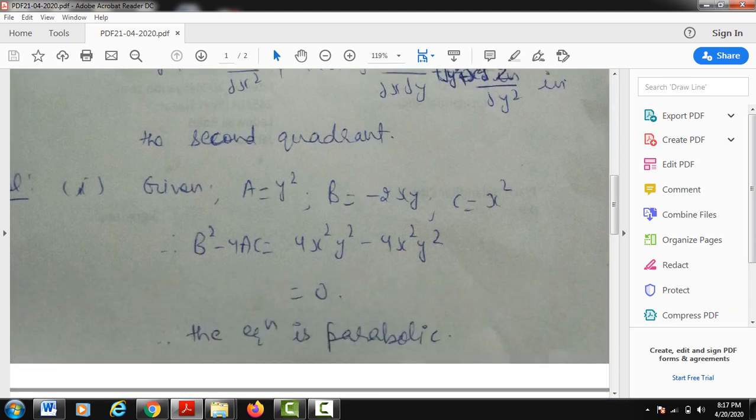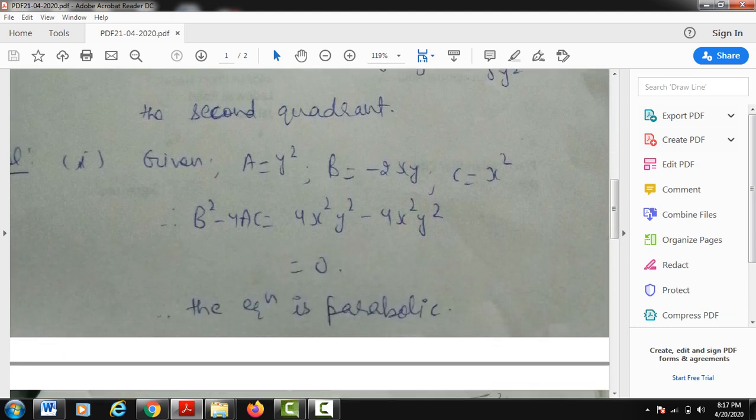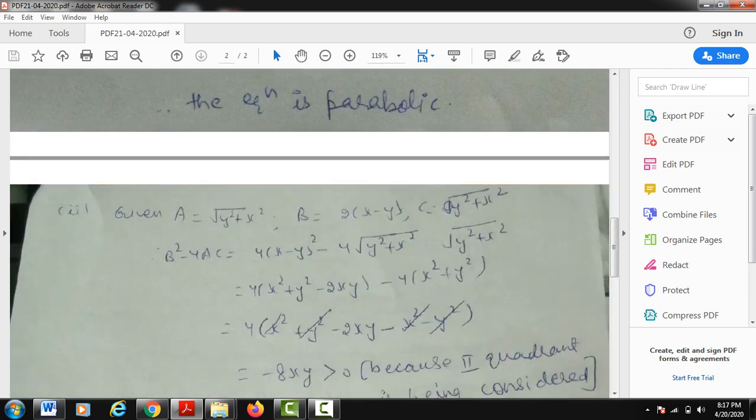So students, here I am going to evaluate the factor b square minus 4ac, which comes to be minus 2xy whole square, that is 4x square y square, minus 4ac x square y square. So this factor will get cancelled. The factor is coming to be 0. So if b square minus 4ac is equal to 0, then your given equation is parabolic. Okay.